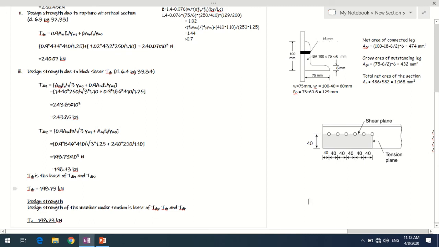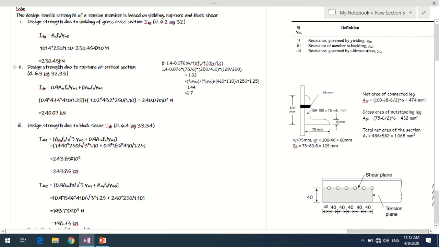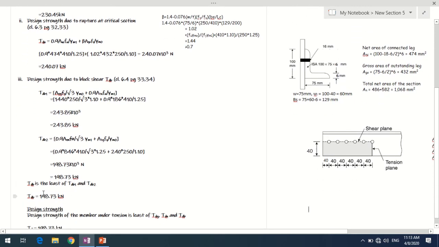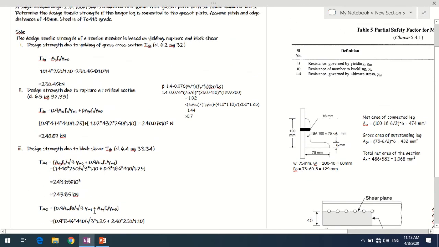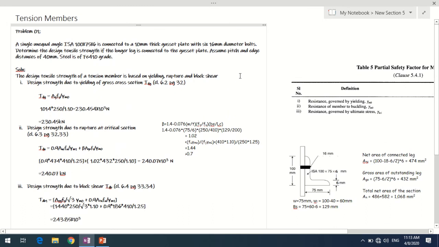Now coming to the strength of the tension member, it will be the least of the three values we have calculated, that is Tdg, Tdn and Tdb. Out of these three, if you compare them, Tdg is 230.45 kilonewtons, Tdn, that is due to rupture, is 240.07 kilonewtons, and under block shear it is 198.73 kilonewtons. So this is the least one. So I'll be taking the design strength of the tension member as 198.73 kilonewtons. So this is how we go about calculating the design strength of a tension member, mainly in the case of angles, as we have seen in this problem.